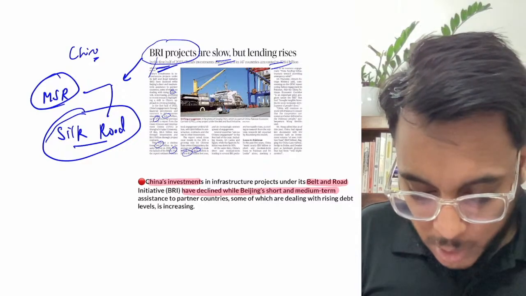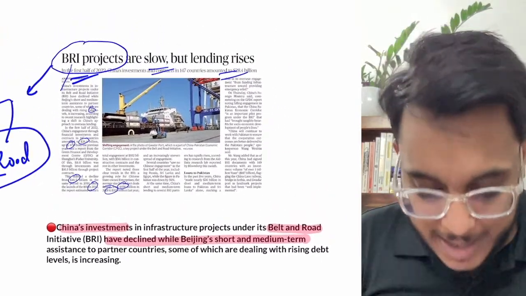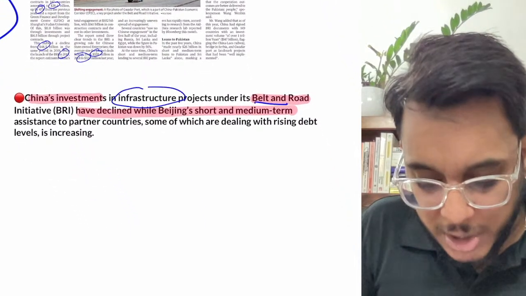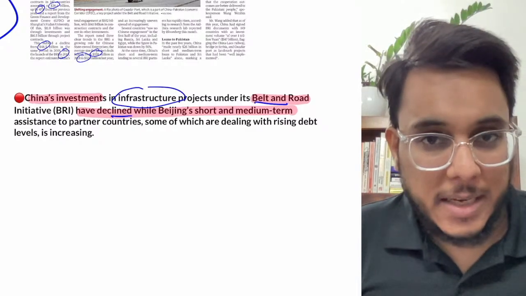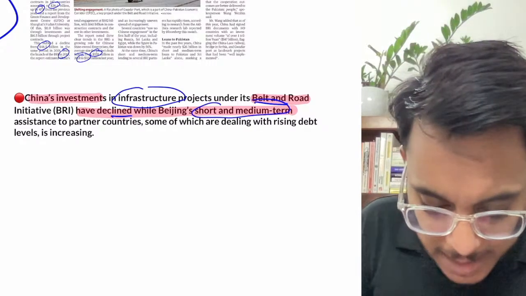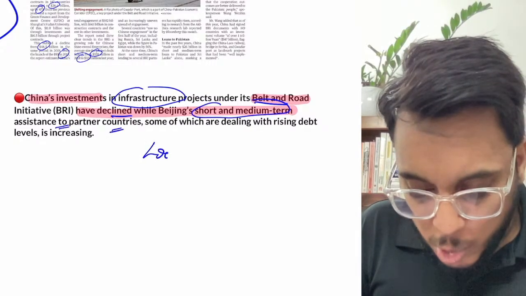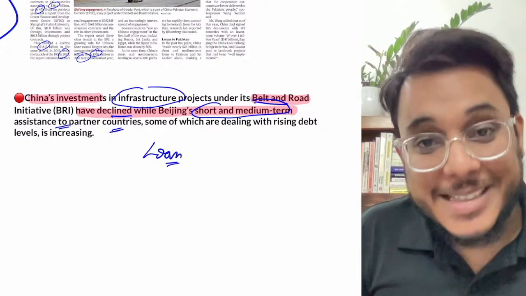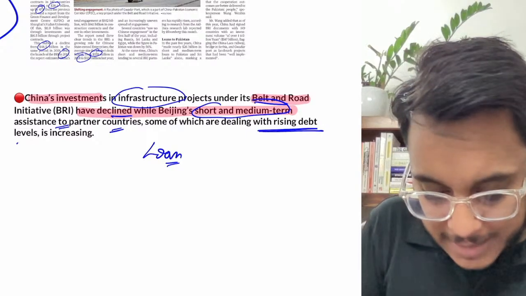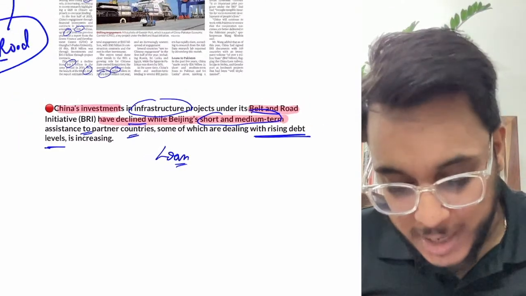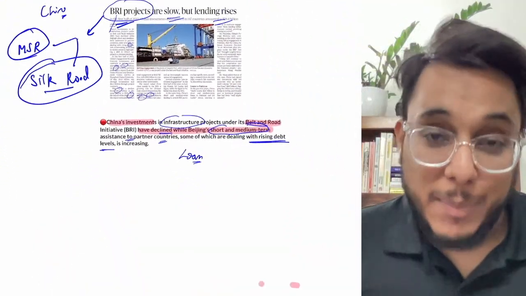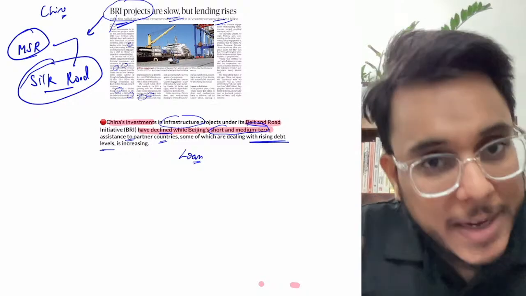Now guys, moving on, this article is talking about how China's investment in infrastructure projects under its Belt and Road Initiative has declined in the past one year. But at the same time, their short and medium term assistance, the loans they are giving to partner countries, is increasing. Even more, China is giving loans to countries with rising debt levels, countries which are poor, developing, and already had too much debt.